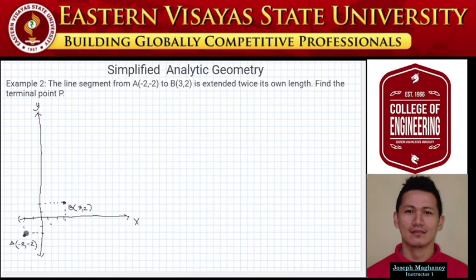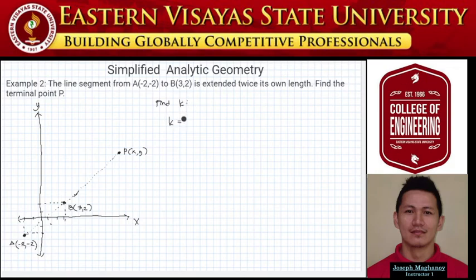So if A to B is connected, then your terminal point is located twice its own length at the end of this line segment. So let's assume this is our extended line segment. So at a certain point, at its terminal, may kita point X and Y. So that's your terminal point, which is mao natin gidetermine. Okay? So first is we need to determine the value of K. So let's find K.